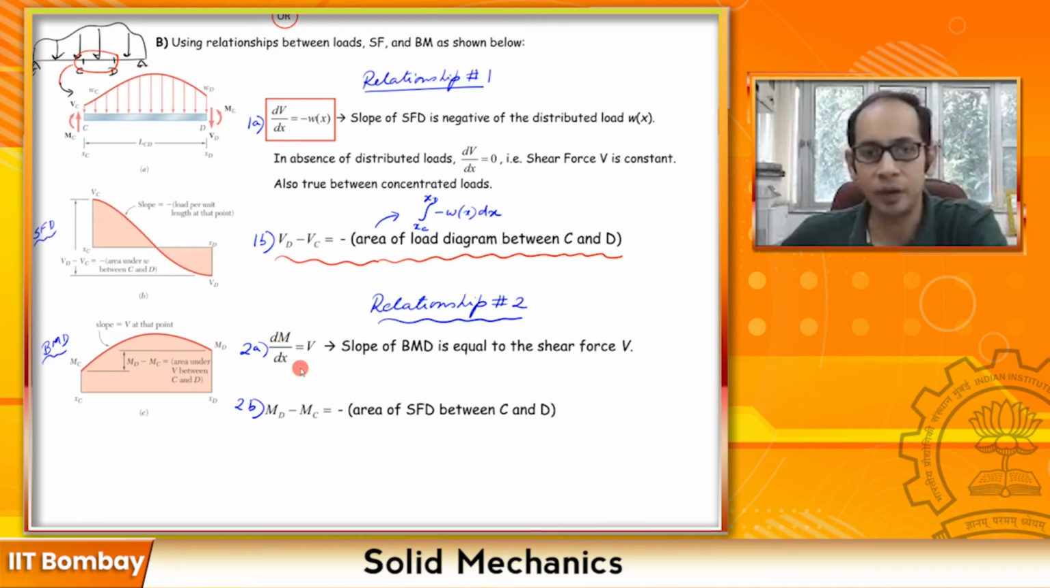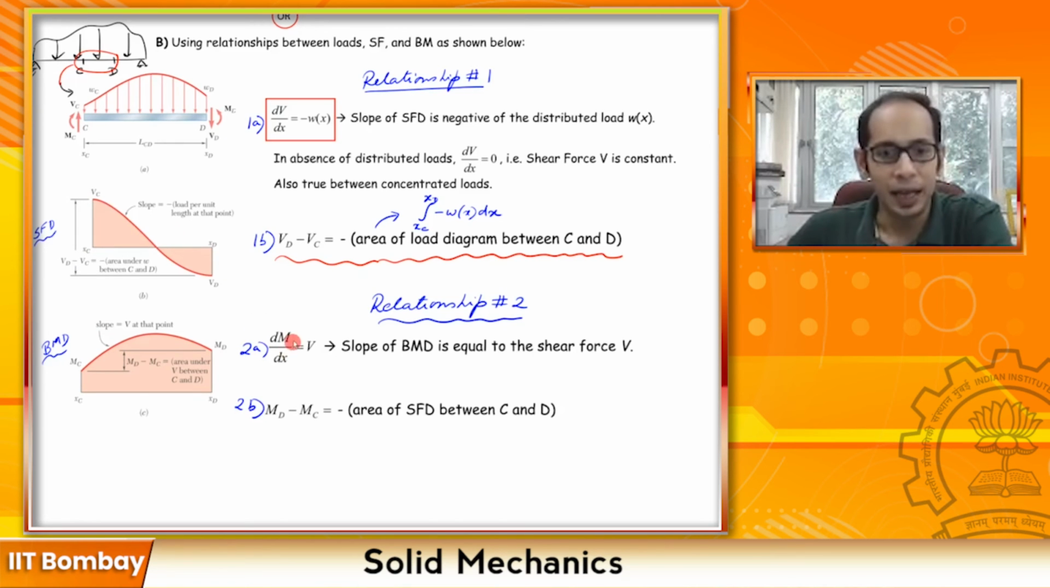So the derivative of the moment is equal to the value of the shear. That means the slope of the BMD. If this is your bending moment diagram, the slope at any particular point is equal to the shear force at that corresponding point. The slope at this particular point over here, this is where your MC is, this is the line of your bending moment diagram, is equal to the value of the shear at that particular point. Slope at here is equal to the corresponding value over here.